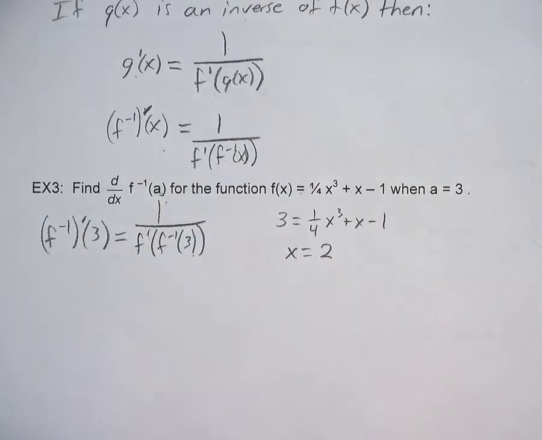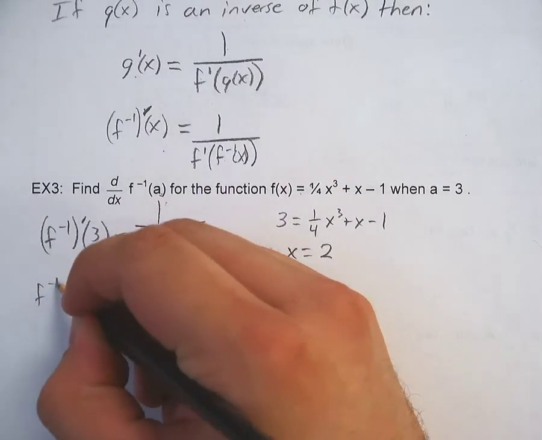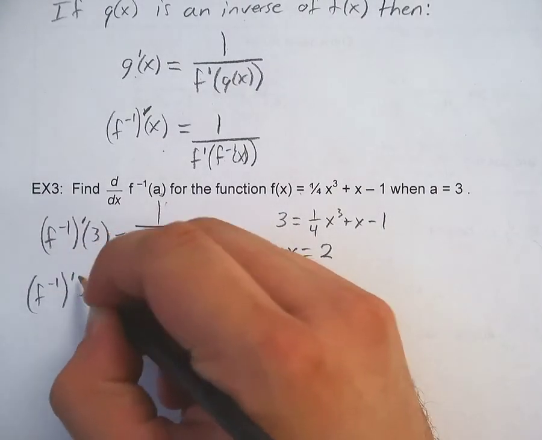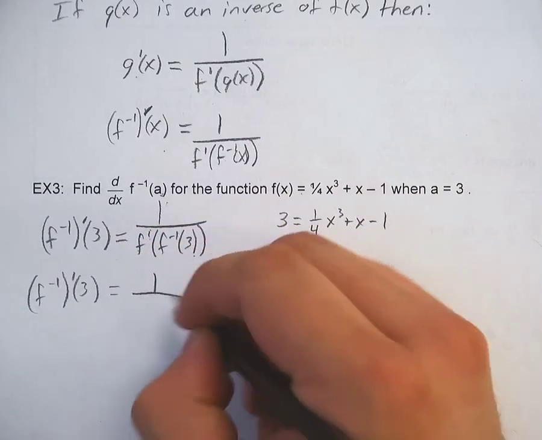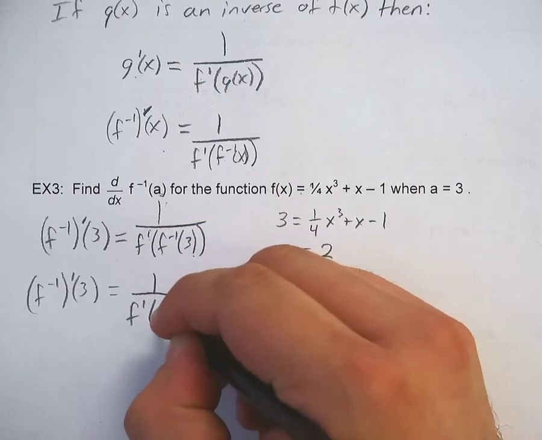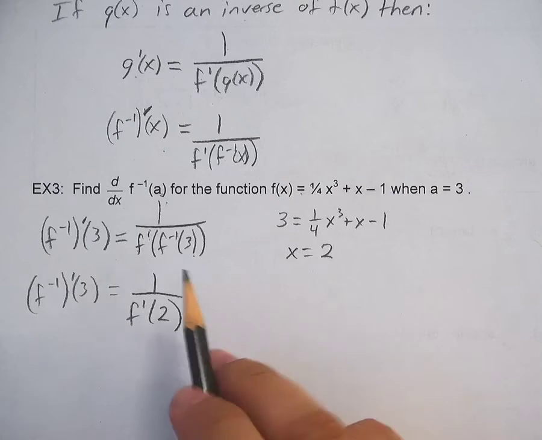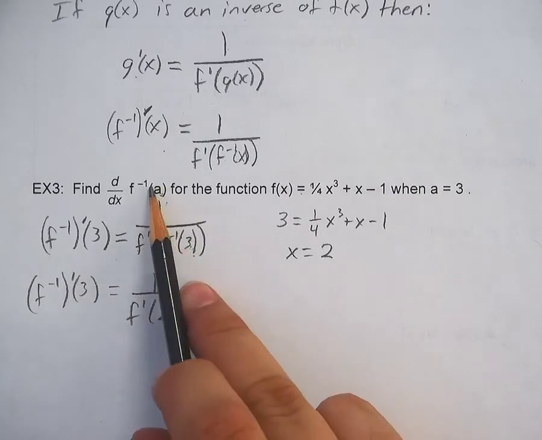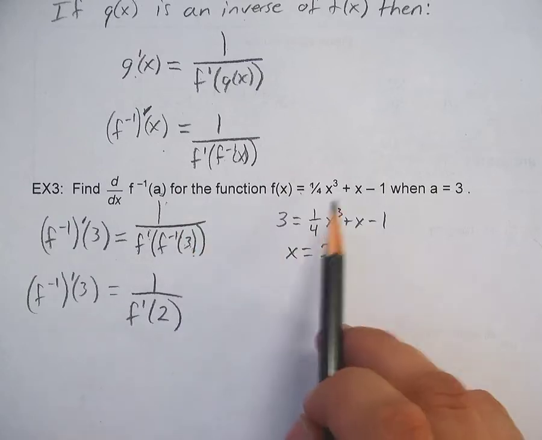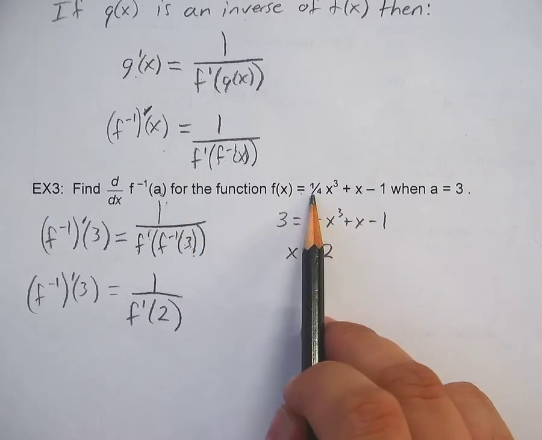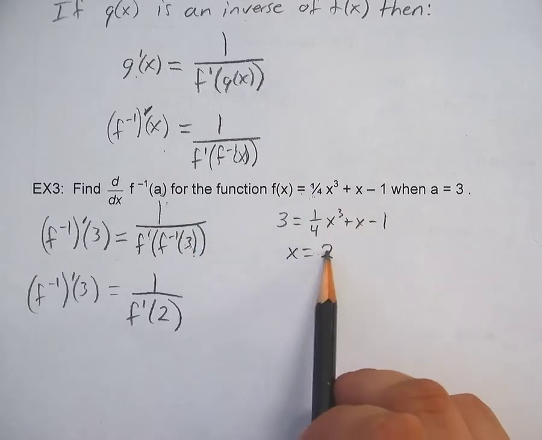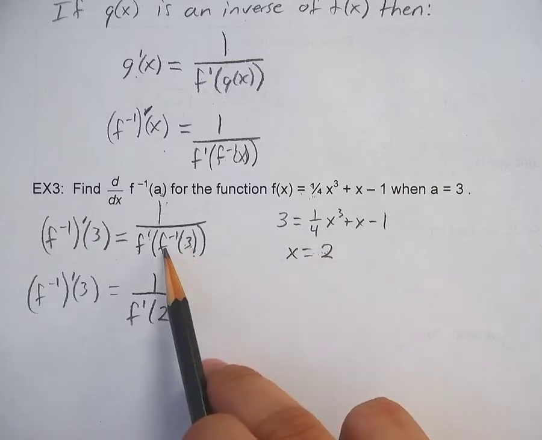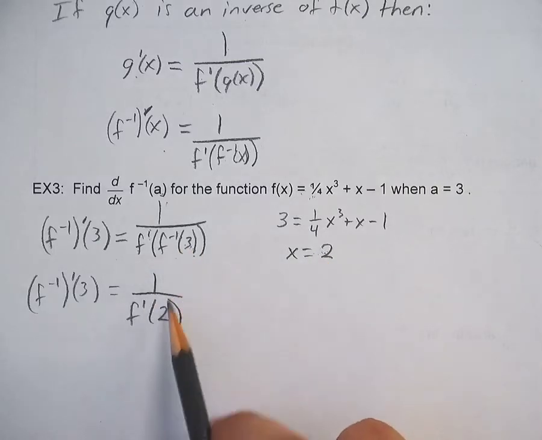So what we're looking at then, f to the negative 1 prime of 3 is 1 over f prime of 2. F to the negative 1 of 3, this is your x value for the inverse. This is your y value for the original. So that means that the x value for the original will be the y value for the inverse.